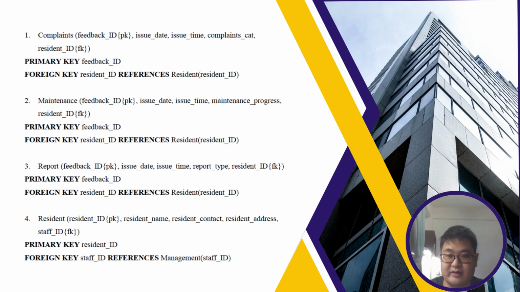As for the resident table, which is number 4, we have resident ID, resident name, resident contact, resident address, and staff ID, with resident ID being the primary key. The foreign key for the resident table is staff ID, which references the management table.